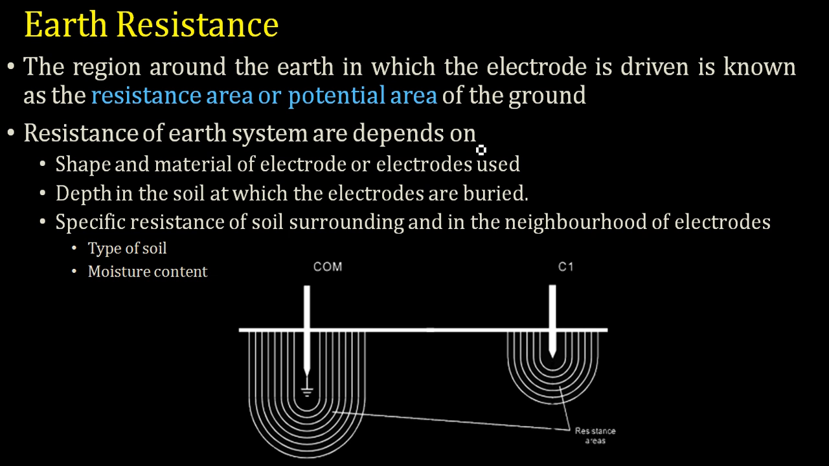Now the resistance of the earth that we measure depends on a few factors. The first one is the shape and material of the electrodes that are used. You can design electrodes in different shapes and from different materials, and in each case the measured resistance will be affected by the electrode chosen. It also depends on the depth in the soil at which the electrodes are inserted, and on the resistivity or specific resistance of the soil surrounding the electrodes. The resistivity further depends on the type of soil and the moisture content.